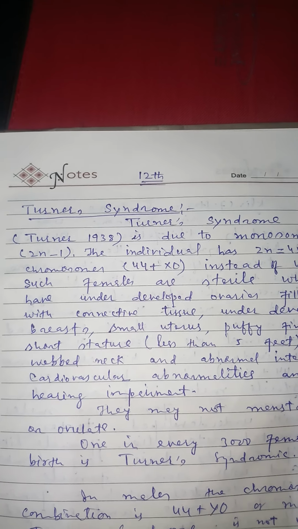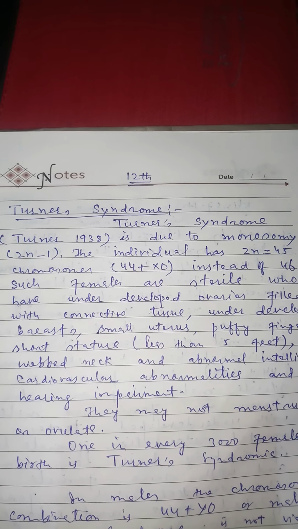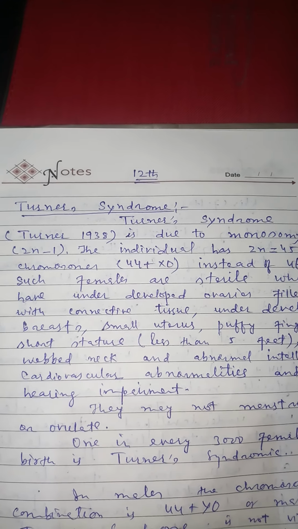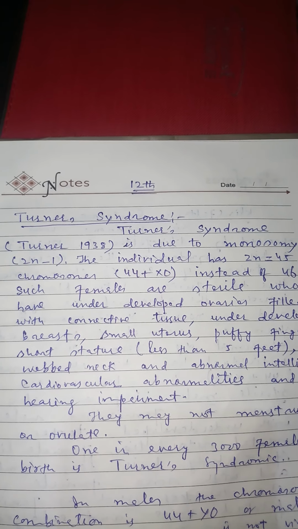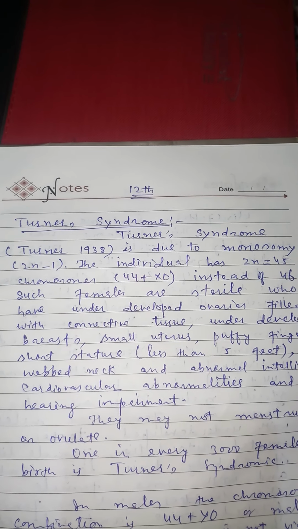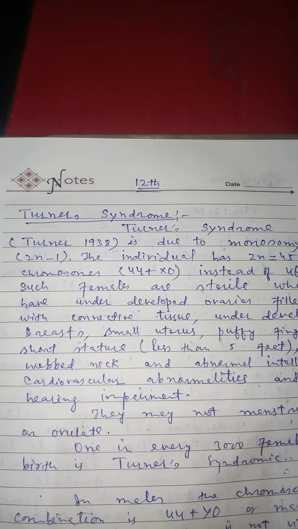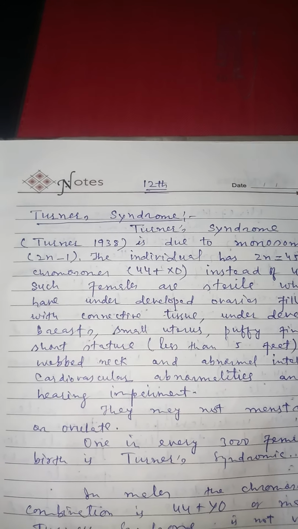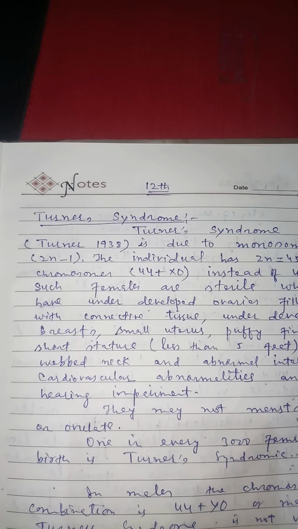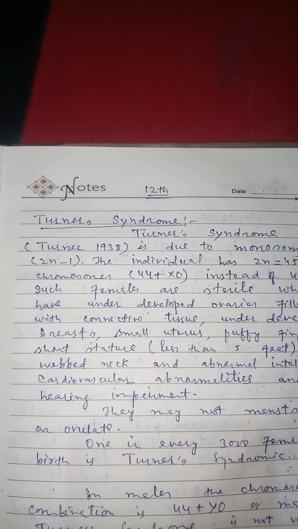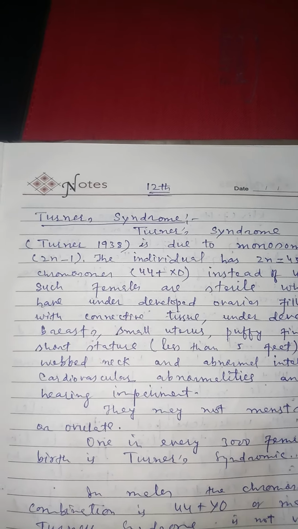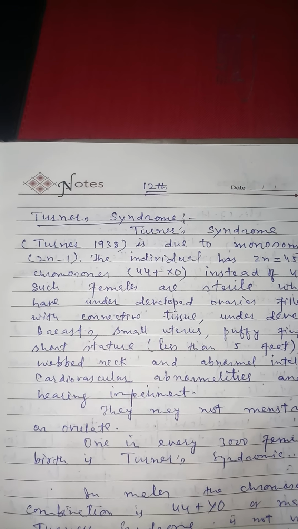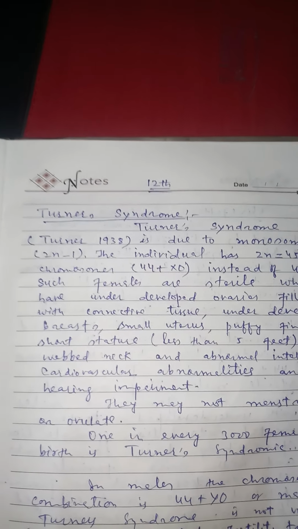So dear students, Turner syndrome was observed, rather discovered, by Turner in 1938, and that is why this syndrome has been given the name after the scientist, Turner syndrome. What happens in this syndrome is that there occurs monosomy. Monosomy means there occurs a lack, an aberration, an absence of one chromosome from the diploid number.